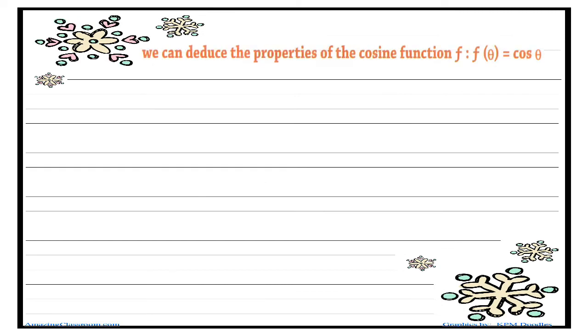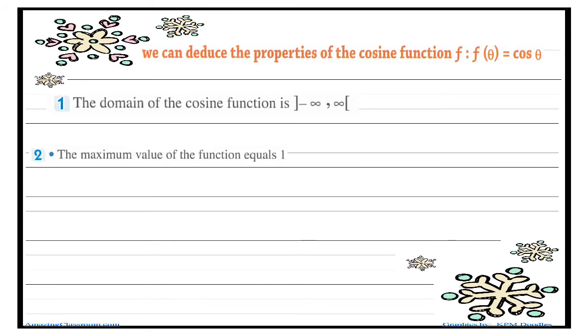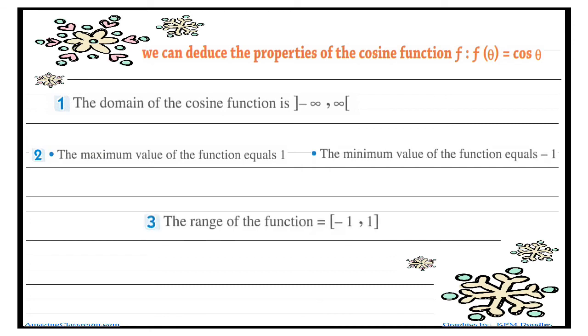Then we can deduce that the domain of the function is from negative infinity to positive infinity, and the maximum value of the function equals 1 and the minimum value of the function equals negative 1. Then the range is from negative 1 to 1 closed.